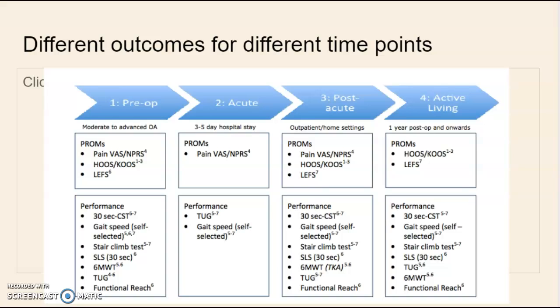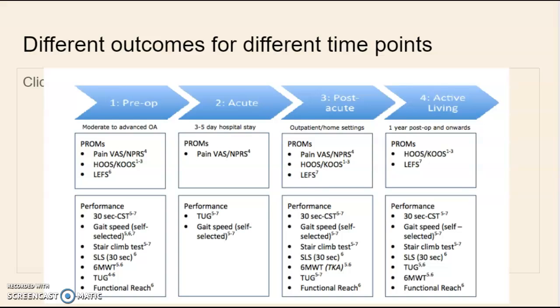So this gives a really nice infographic in relation to different outcomes at different time points and when they might be appropriate. So thinking about somebody that has moderate to advanced osteoarthritis, on the left-hand side, pre-op, you can have a look at some of the outcome measures. So there's things like the pain visual analog scale, there's things like the stair climb test, there's the 6-minute walk test and the timed up and go.